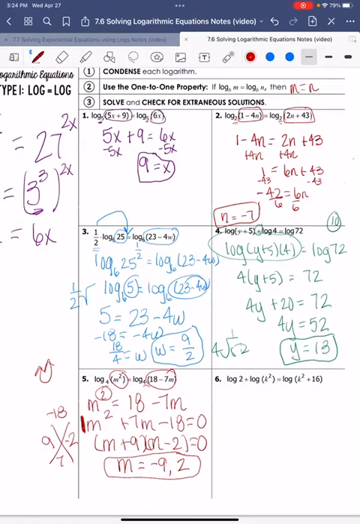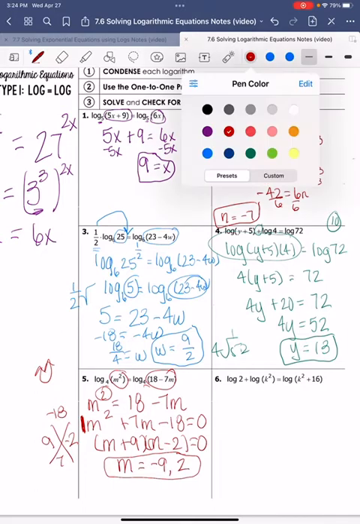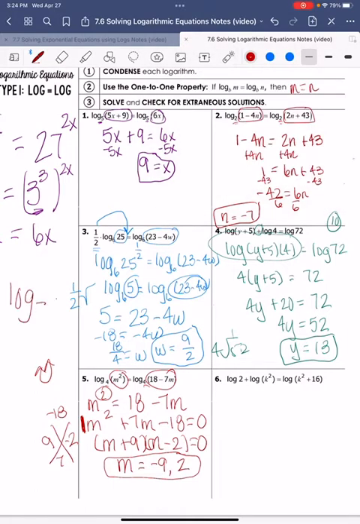All right, so number 6, you have to have like a log of blah equals a log of blah. You can't have this addition sign going on. So first thing I need to do is add logs, multiply arguments.